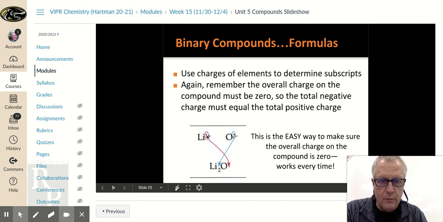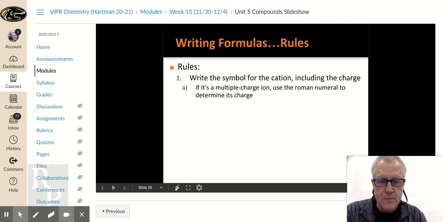then the easy way to write the formula is to simply switch the charges. Okay, this is the cation, this is the anion. If you take the charge and make it the number of the elements, and remember, subscripts represent the number of the elements. So we're going to have two lithiums because it's a 1 plus charge to match up with the 2 minus charge of the oxygen. And so that's why that works. So that's kind of a neat little system.